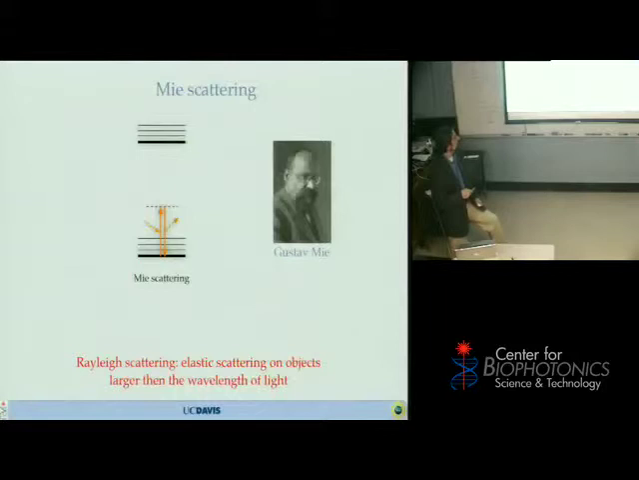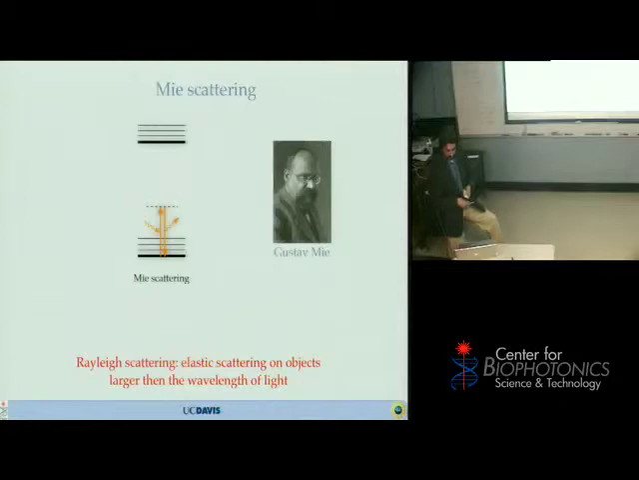Mie scattering actually is mostly considered for objects that are slightly larger than the wavelength of light. And just to give you a few examples, scattering on clouds is an example of Mie scattering. That's what makes clouds whitish. Milk is a colloidal structure. It's made out of lipid particles that are a few micrometers in size. And because you have so many, they scatter so much, the color is white. And there are many other examples that you can get.